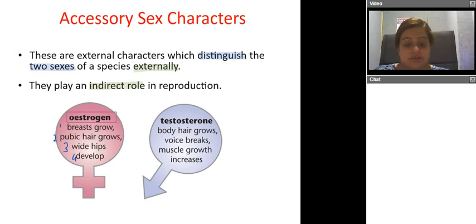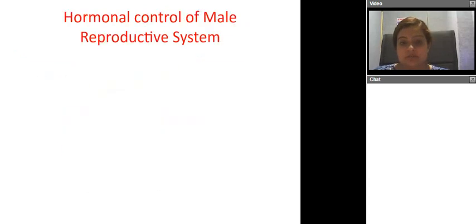Whereas the testosterone, which is the male hormone, increases the body hair growth, breaks the voice and makes it hoarse, increases the muscle growth. These are the accessory male characters. Right? Clear? Everyone? Any doubts?